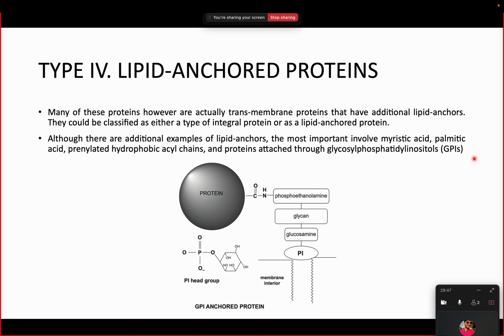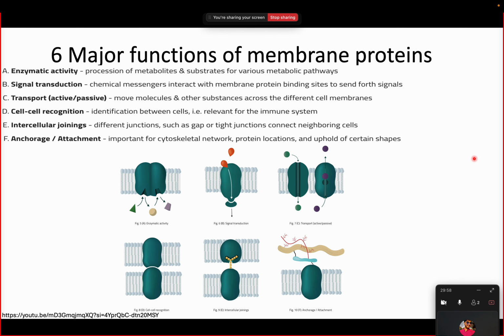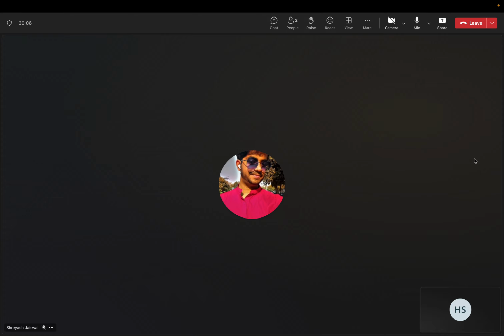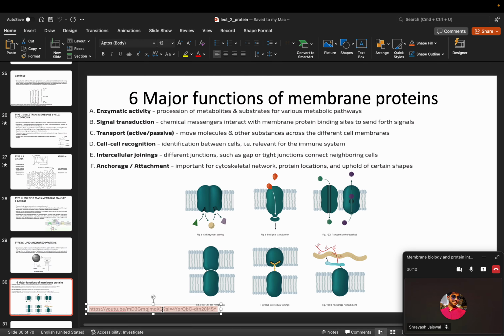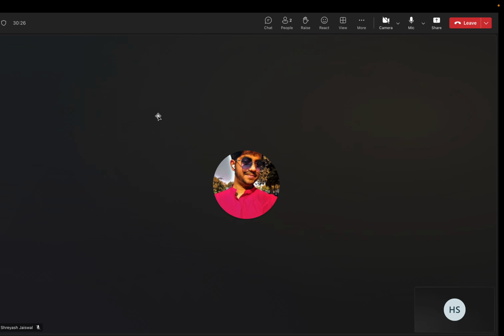Correct. Then we discussed the lipid anchored proteins. As I mentioned, there will be a lipid associated with the protein which will embed itself into the hydrophobic environment, and based upon the type of lipid anchors, we can have different lipid anchored proteins. Then we discussed different functions of membrane proteins. As I mentioned, the functions which we have discussed majorly belong to transmembrane type of proteins, right? So 6 major functions are enzymatic activity, signal transduction, transportation, cell-cell recognition, intercellular joining, and anchorage or attachment.